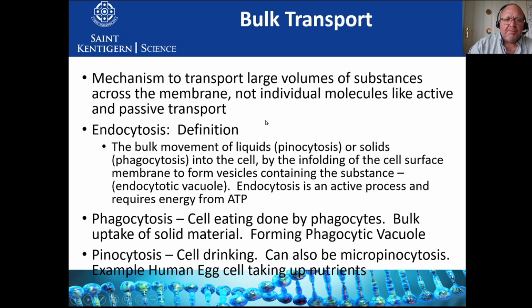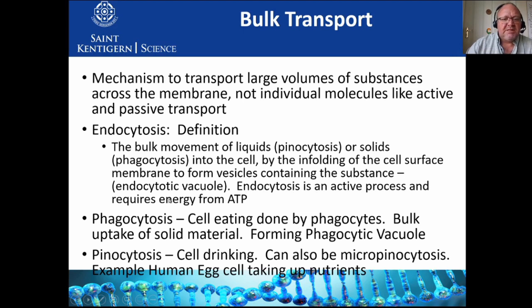Now we also have something called bulk transport, just like bulk shopping, when everybody panic bought lots of stuff. Bulk transport is when we're taking in not only little molecules but a lot of molecules at a time. One of them is endocytosis. Endocytosis is the bulk movement of liquids, which is cell drinking, pinocytosis, or solids, phagocytosis, into the cell by the infolding of the cell's surface membrane to form vesicles containing the substance.